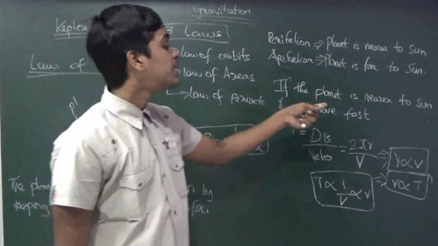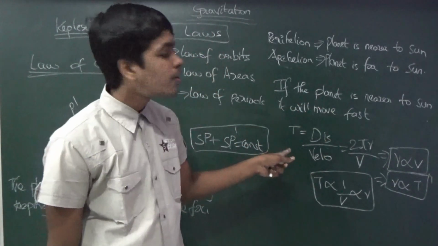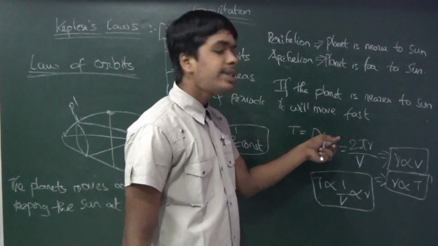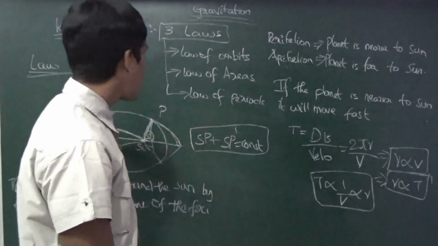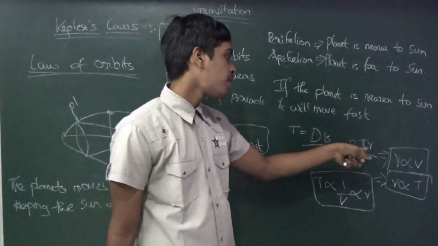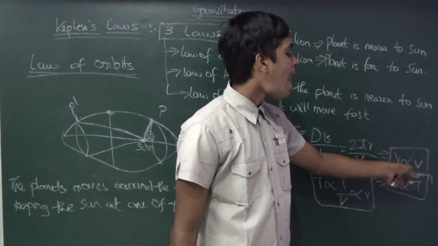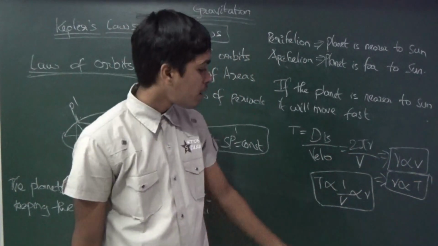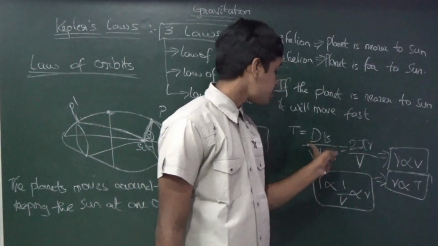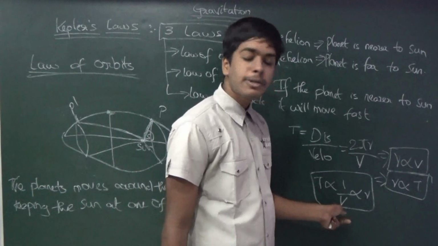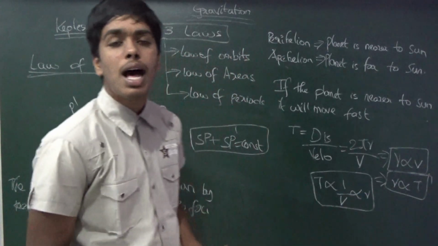Why do we get this statement? Because time is equal to distance upon velocity. Distance is 2 pi r, that means they are going on an elliptical path. 2 pi r upon velocity. That is, r is proportional to v. So r is proportional to t from this. And time is inversely proportional to velocity and proportional to r.